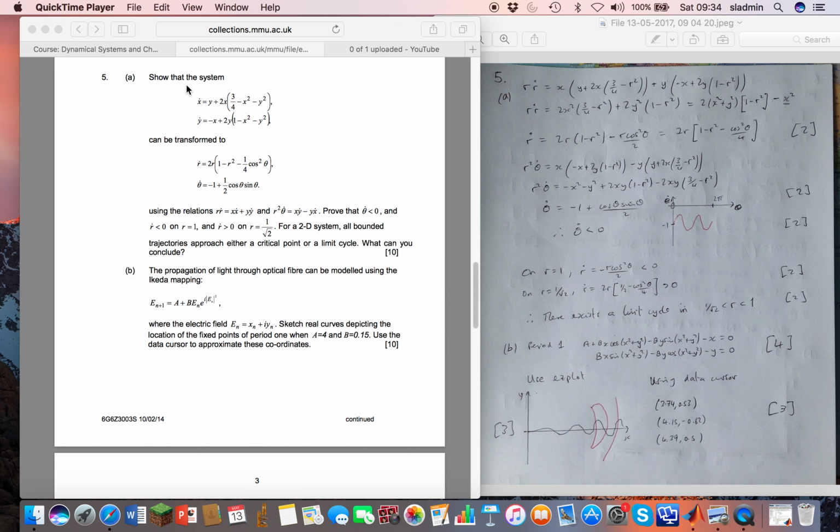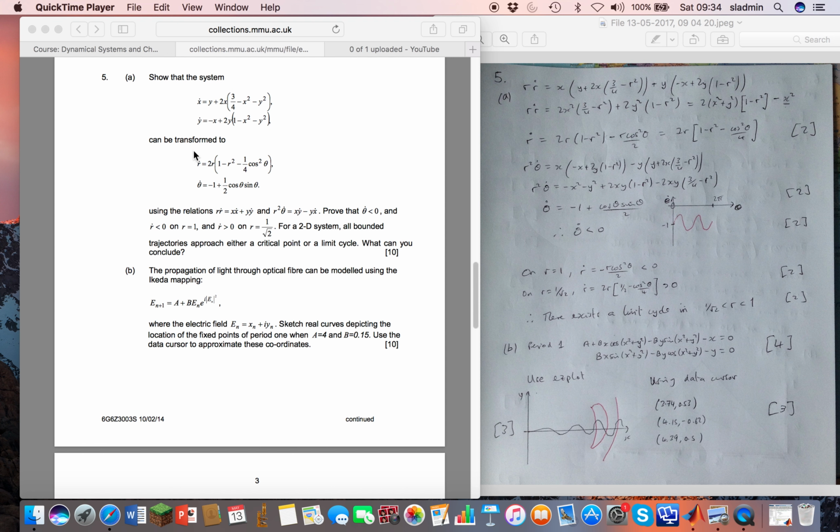Number 5 from the 2014 examination paper. So for 5a, we want to show that this Cartesian system can be transformed into this polar system, and then we want to prove that there is a limit cycle. And for part B, we have this complex iterative map, and we want to determine the fixed points of period 1.